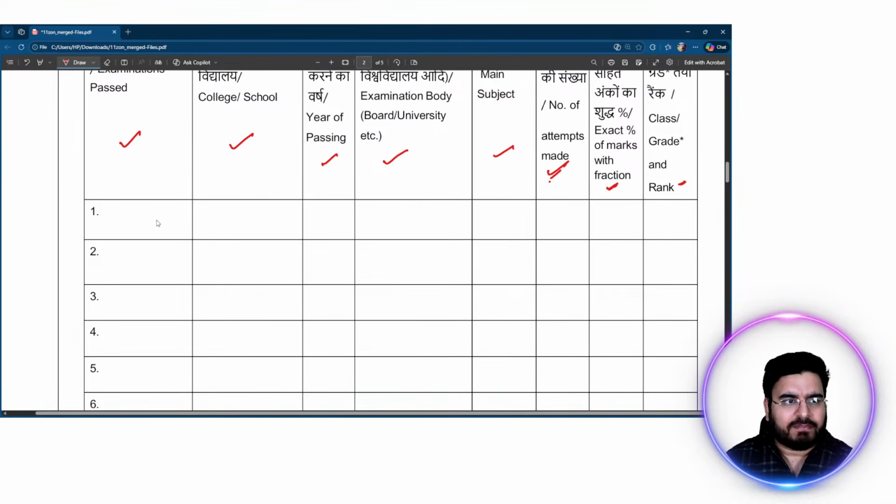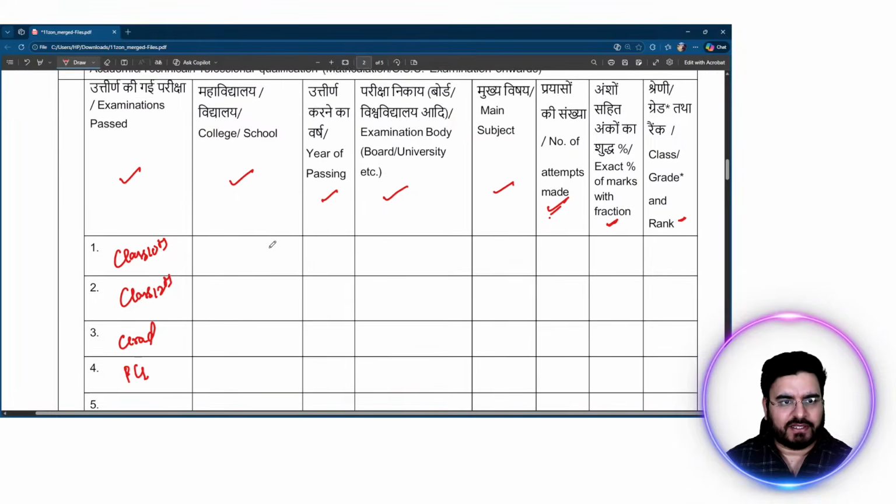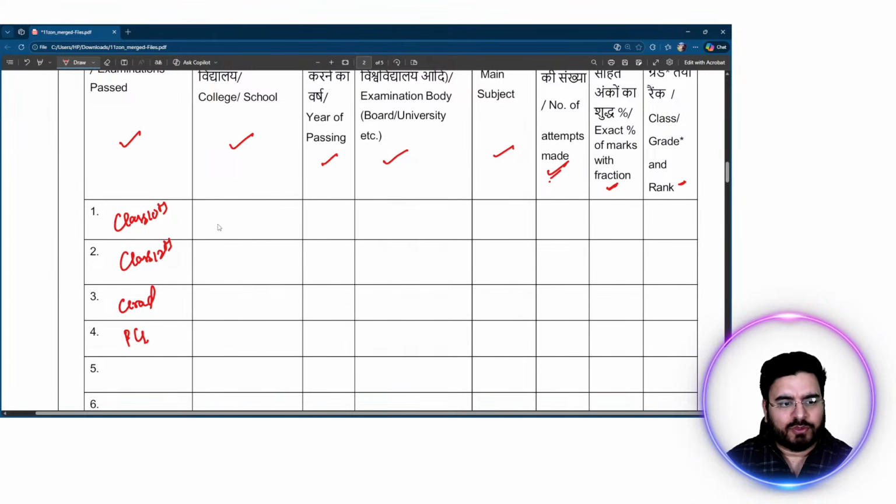So for example, start with class 10, then class 12th, then you have graduation, PG, got it? You have to mention it here, right? For schools, you can write the name of the school, year of passing, your board, either state board or CBSE or ICSE, whatever you have, please mention it here, okay? Main subject, let's say you have opted for mathematics, so you can mention maths, physics, chemistry, like this, okay?